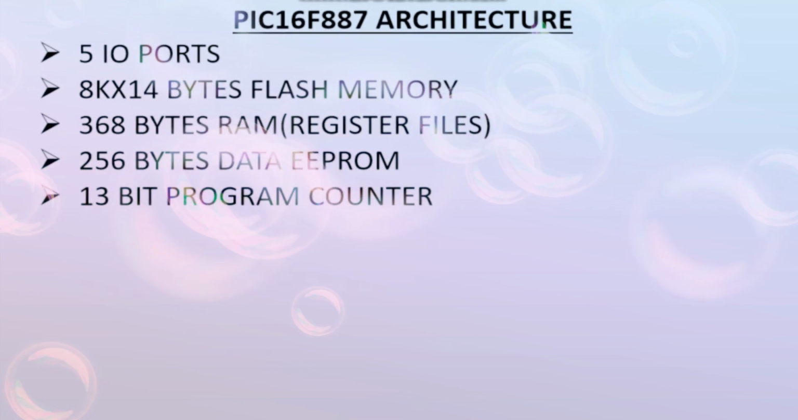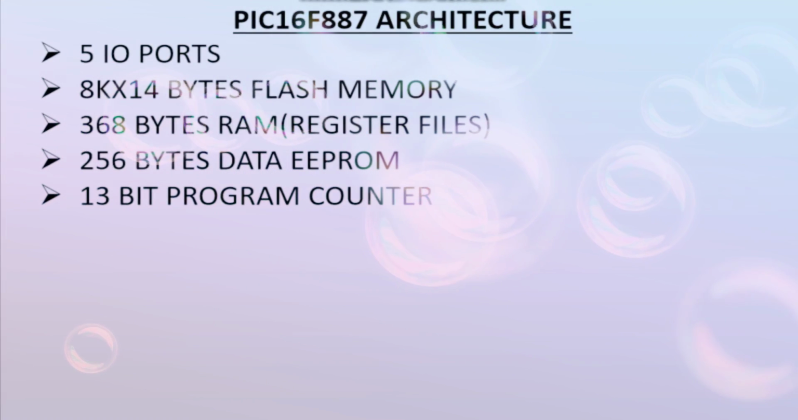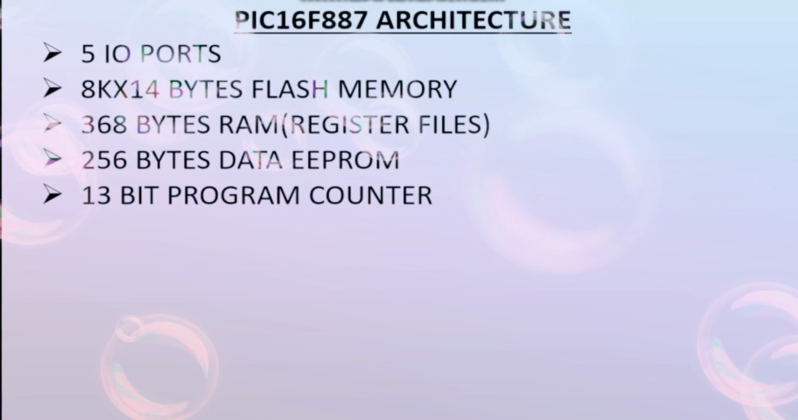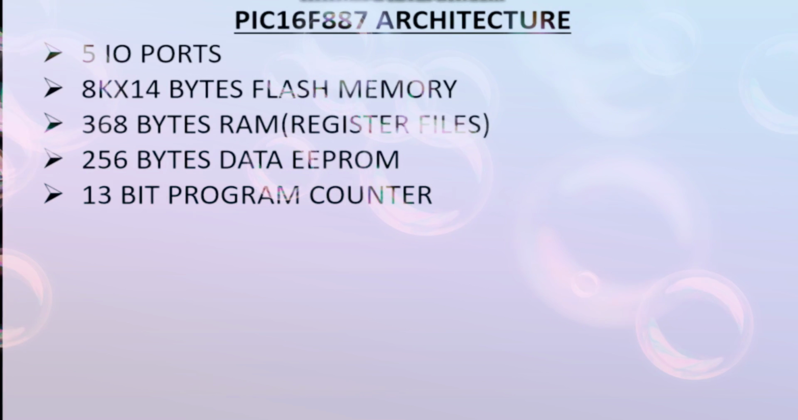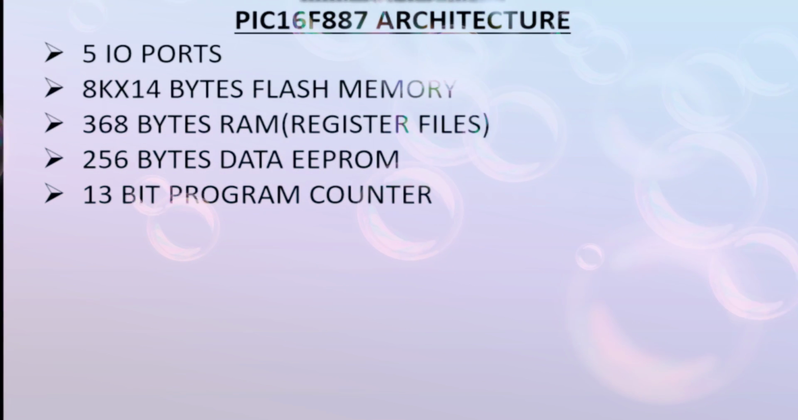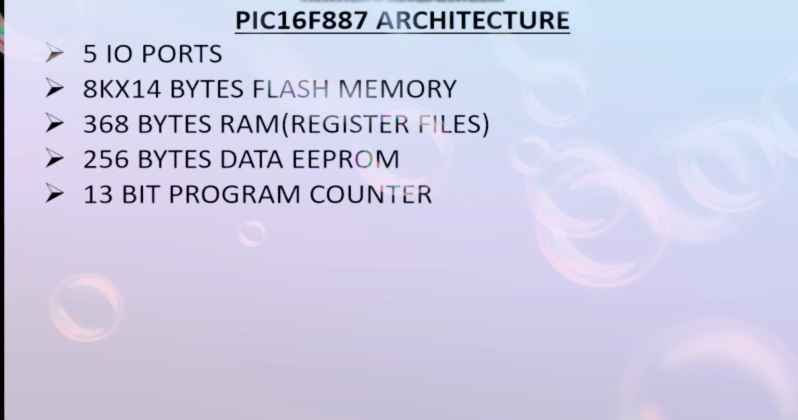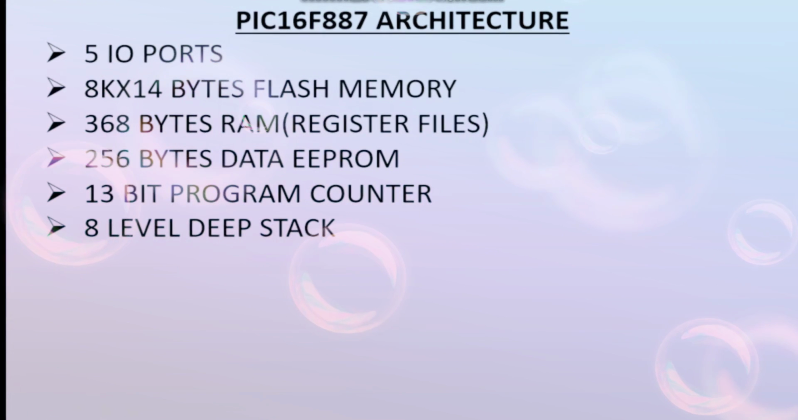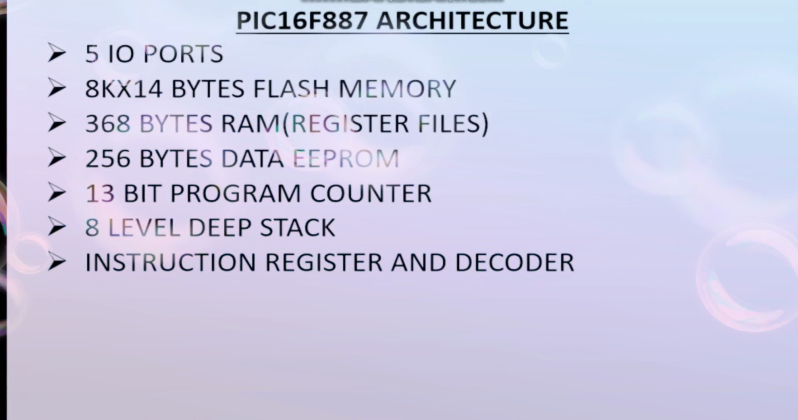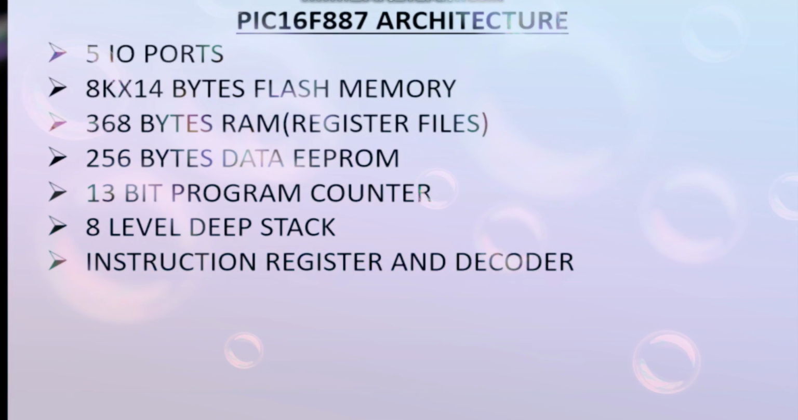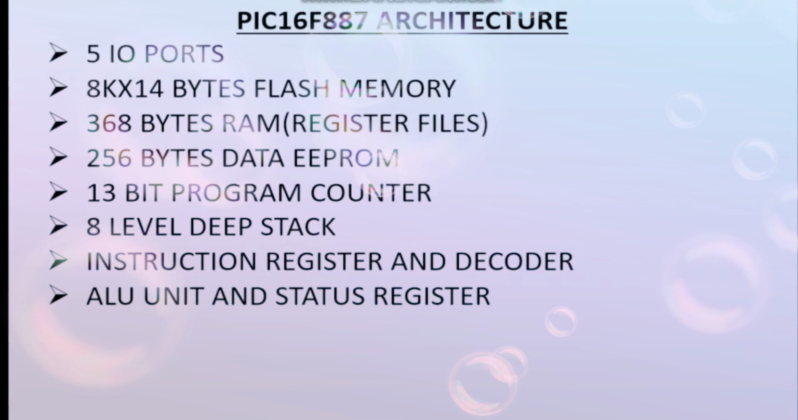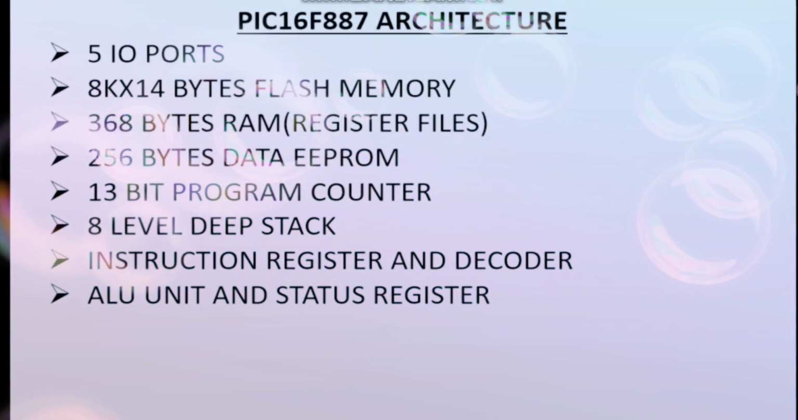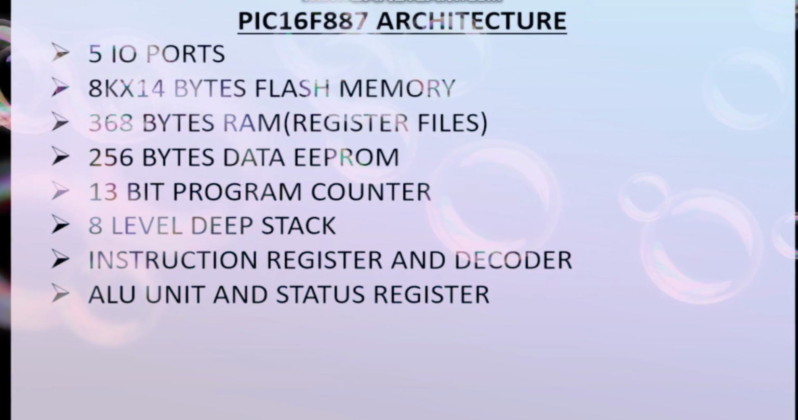The program counter is nothing but a special purpose register which stores the address of the next memory location from where the code has to be fetched and executed. It is 13 bits wide, and it has an 8-level deep stack. It has an instruction register and decoder. It has an ALU unit and status registers, like all microcontrollers and microprocessors should have an ALU unit.